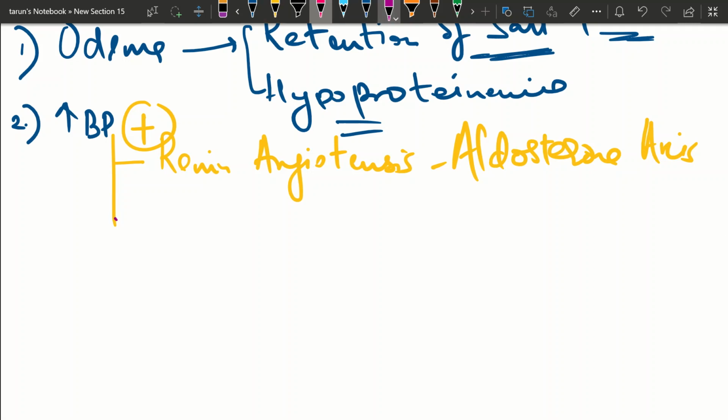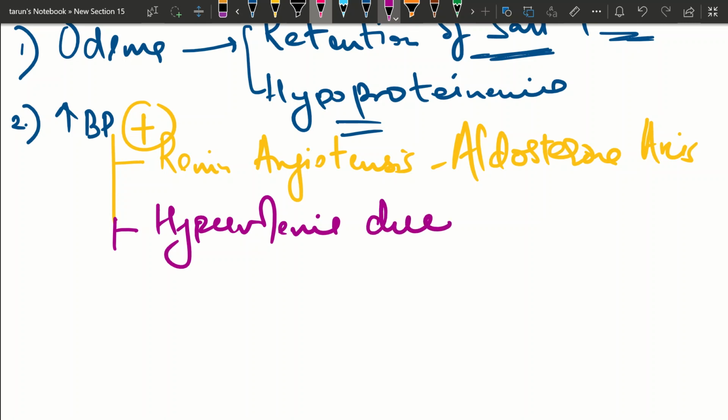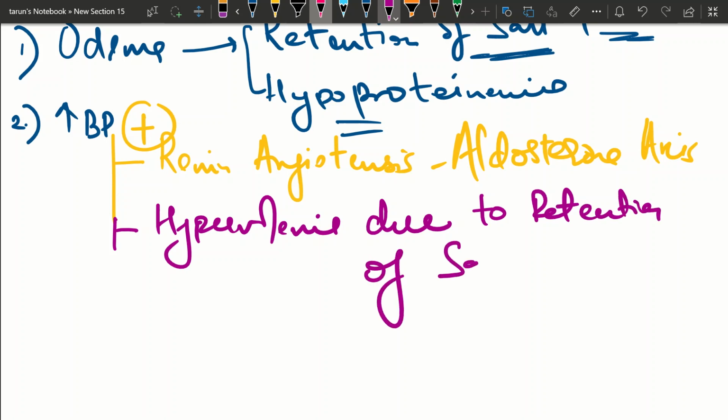Not only that, there is one more mechanism for causing the high blood pressure in this patient, and that is the hypervolemic state. Hypervolemia, because of the increased fluid inside their body, occurs due to the retention of salt and water. Due to the retention of salt and water, there occurs the hypervolemic state, and because of this there is increased blood pressure or hypertension.